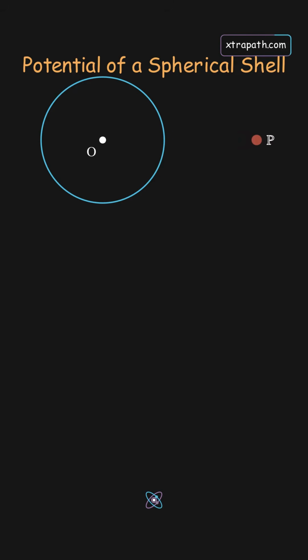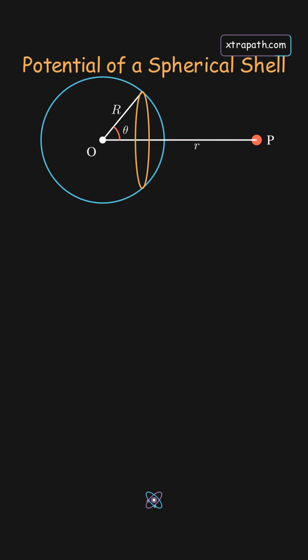Let's find the gravitational potential at a point P outside a uniform spherical shell. The distance from the center O all the way to this point P is exactly r. We can divide the entire shell into infinitely many thin rings.